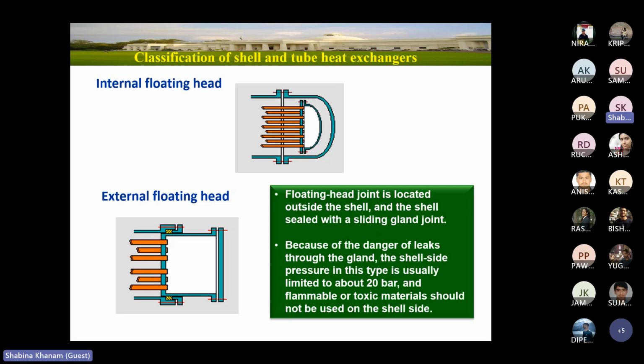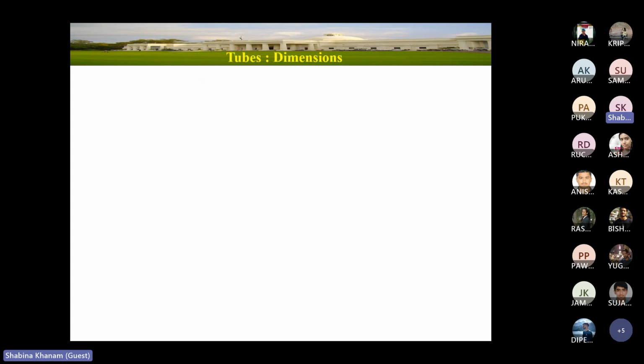If your fluid has high temperature, fouling tendency, toxicity, or is a flammable fluid, you can use external floating head also, but in that case the fluid should be allocated to the tube side. And I have already told you, whatever bad you are doing, please do that with the tubes, not with the shell. So in this way you can choose different types of shell and tube heat exchangers. That is about the classification of shell and tube heat exchangers. And now we will proceed with the construction details.